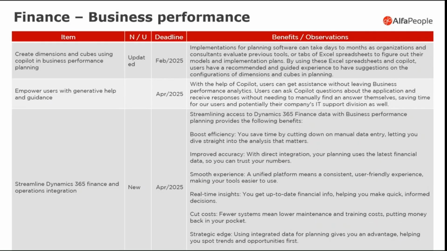But with this new Copilot feature, users can now get smart recommendations based on their existing Excel spreadsheets. So this makes it a lot easier to configure the right dimensions and cubes in business performance planning. So it's really a time saver and removes a lot of guesswork from the process.